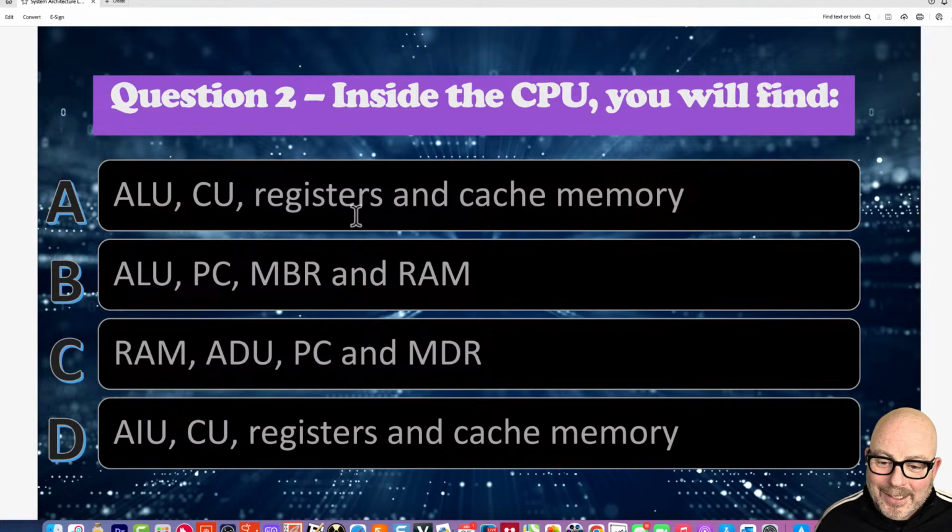What about this one? Inside the CPU, you will find ALU, CU, registers and cache memory; ALU, PC, MBR and RAM; RAM, ADU, PC and MDR; and ALU, CU, registers and cache memory. This is can you recognise the different components we just talked about. Which of these are you going to find inside the CPU?